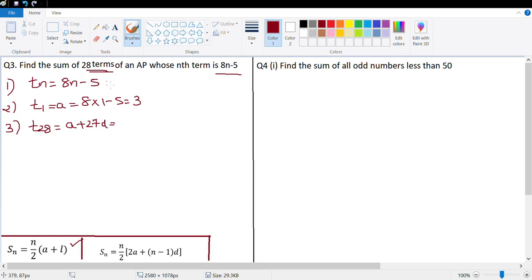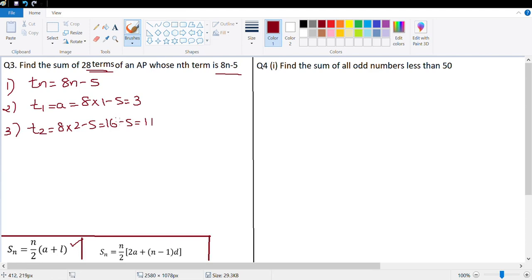We haven't done that yet, have we? No, we still need to calculate the value of d. So for that, let's check how I can calculate the value of d. Let me erase this part. I still need to calculate the value of d. Okay, so let's calculate term 2. Term 2 will be 8 into 2 - 5. That's 16 - 5, and 16 - 5 is 11.